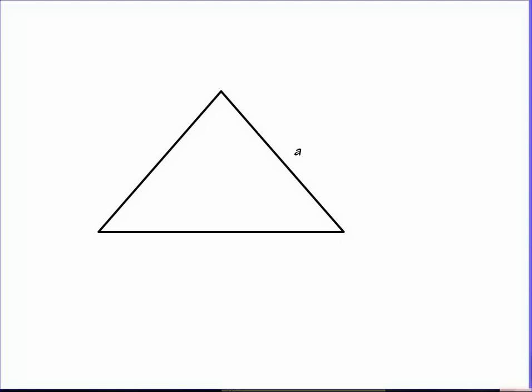fits in here, opposite where you've put the length. Then if I do the same for B, if I'm calling this length B here, then my angle B sits up the top, directly opposite length B. And the same for length C as well. If I'm labeling this length C here, then angle C fits in here.